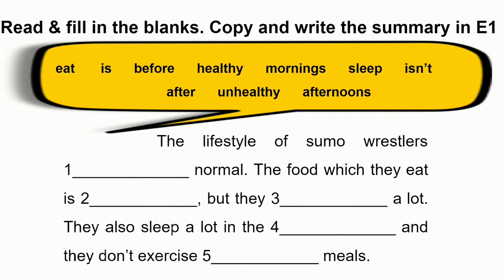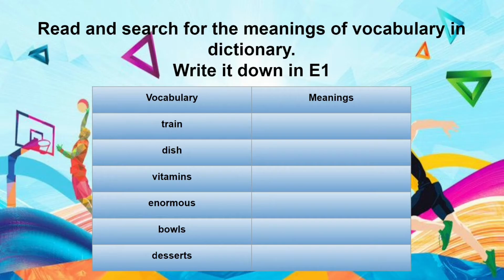Okay, after you finish, you need to submit in Google Classroom and I will mark your answers. After you complete this summary, then you need to read and search the meanings of vocabulary in the dictionary. Write it down in E1 also. You can write it in a table form or like this, or you can write it down in number form. You write one, train, what is the meanings of train, or you just put it in a table form like this. All right. Okay, we have 6 vocabularies over here.